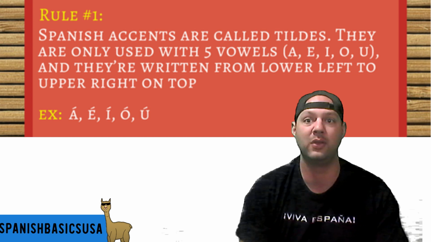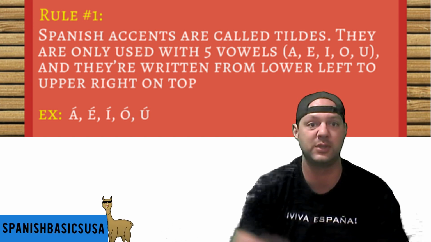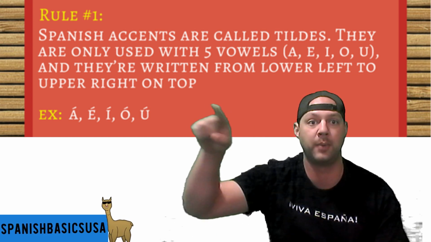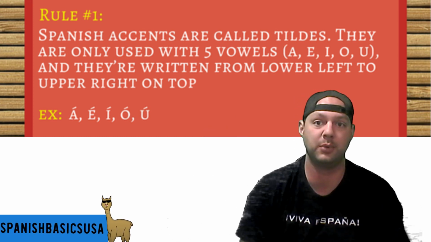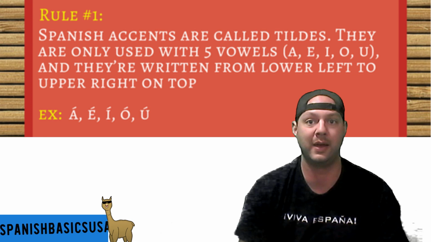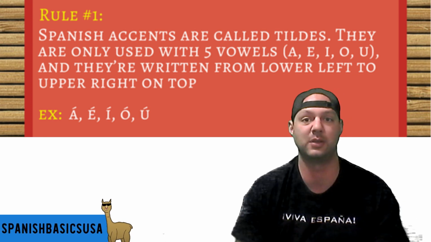And they are written from the lower left to the upper right. And so you can see in the example here behind me, a, e, i, o, u, each one has an accent mark above it.